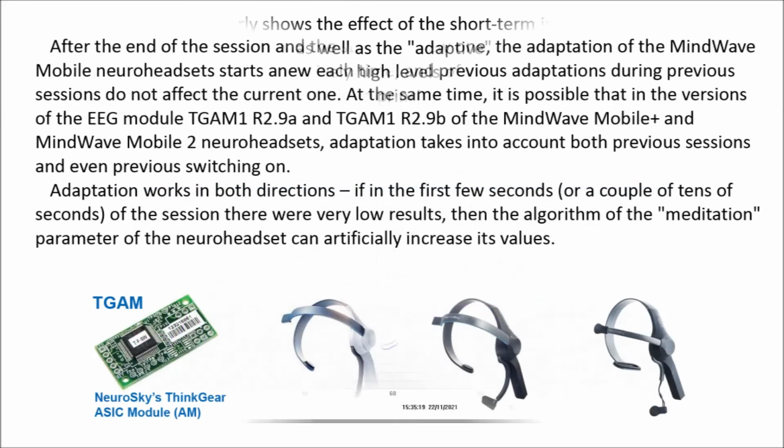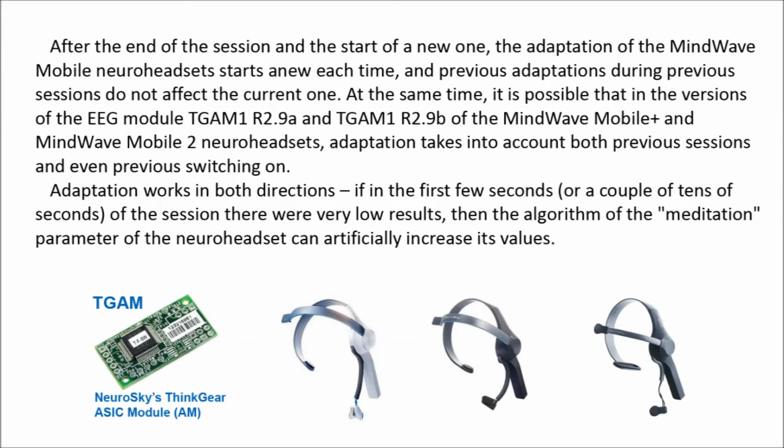After the end of the session and the start of a new one, the adaptation of the MindWave Mobile neuro headset starts anew each time, and previous adaptations during previous sessions do not affect the current one. At the same time, it is possible that in the versions of the EEG module TGAM1 R2.9A and TGAM1 R2.9B of the MindWave Mobile Plus and MindWave Mobile 2 neuro headsets, adaptation takes into account both previous sessions and even previous switching on.